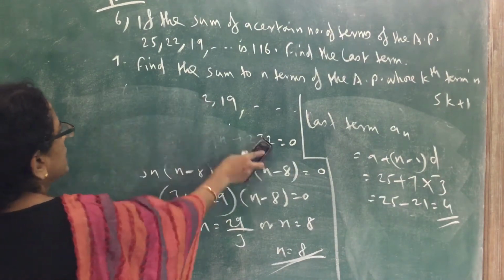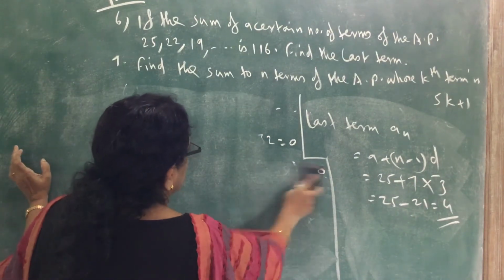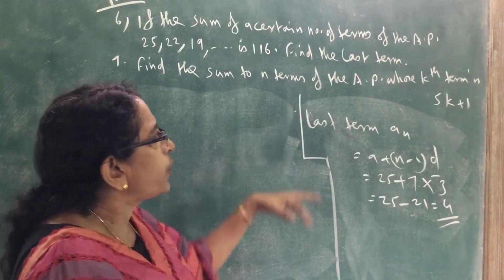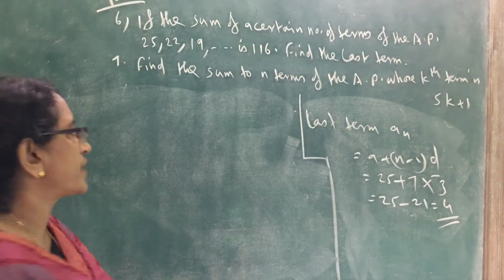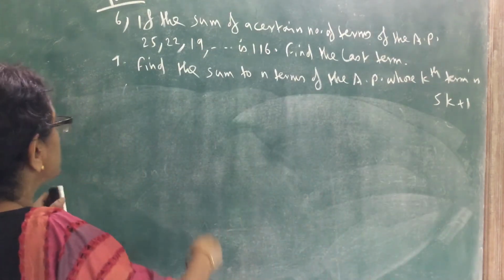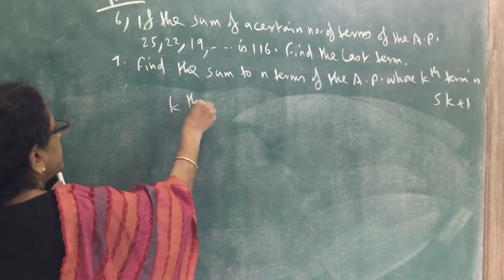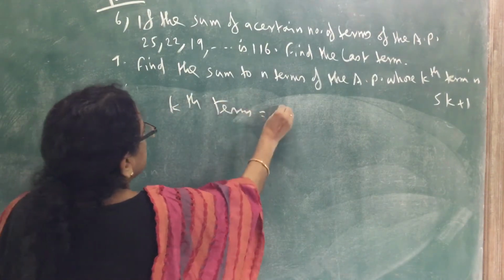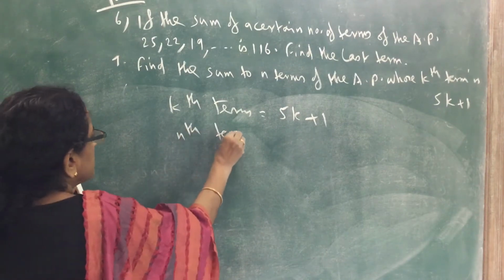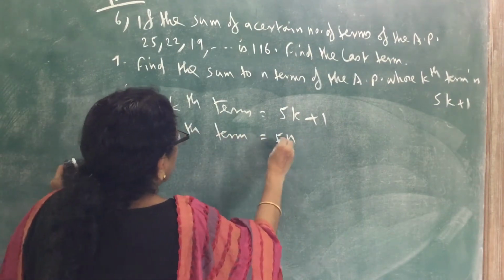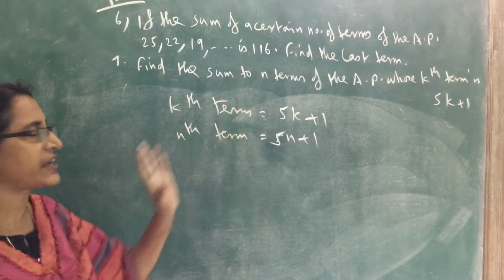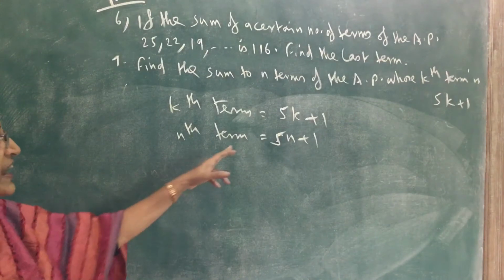Now seventh one. Find the sum to n terms of the AP, whose kth term is 5k plus 1. So kth term equal to 5k plus 1. Therefore, what is the nth term? Equal to 5n plus 1. So if the kth term is 5k plus 1, the nth term is 5n plus 1.